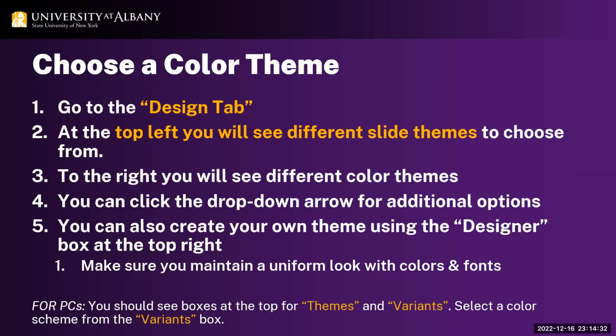Choose your color theme. Again, go to the Design tab. At the top left, you'll see different slide themes to choose from. To the right, you'll see different color themes. You can always click on the drop-down arrow for additional options, or you can create your own using the designer button.